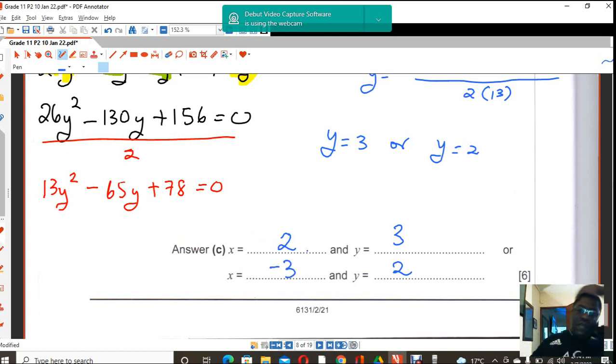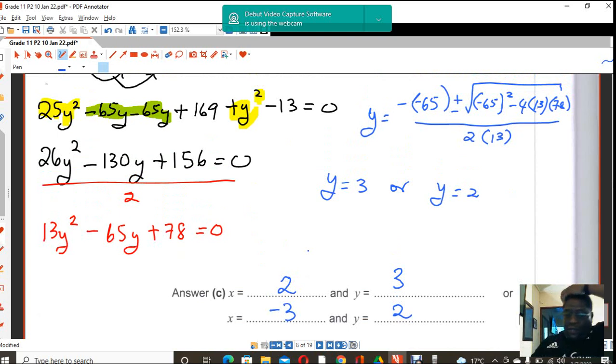Okay, 6 marks for that. Very horrible question, but very nice to solve. And I hope that you don't get lazy as you are solving it.